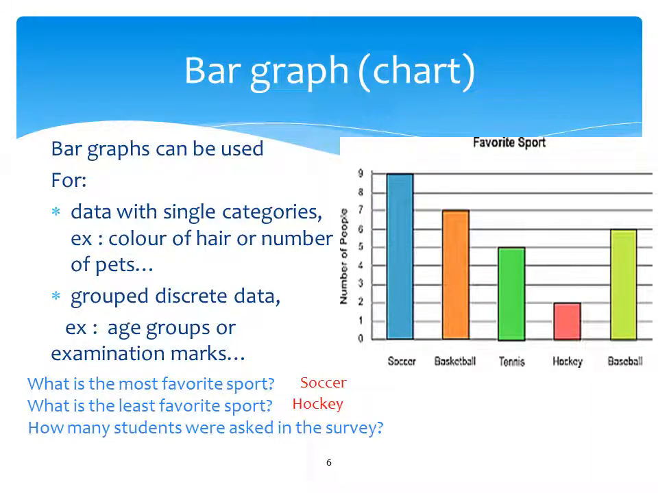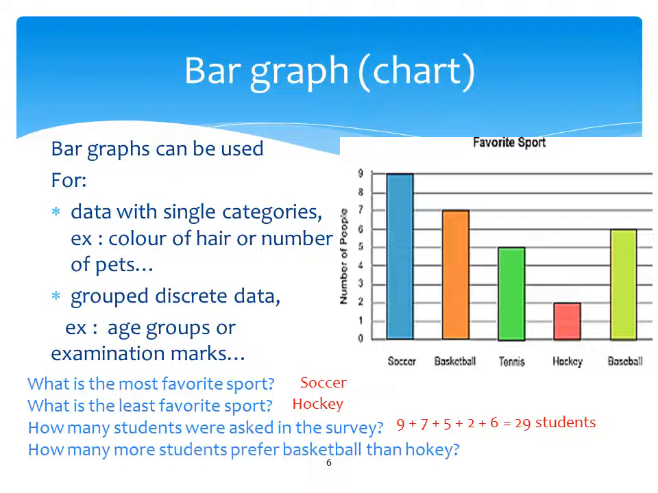To find this, we have to first check how many students were asked for each favorite sport and then add them all. So 9 for soccer, 7 for basketball, 5 for tennis, 2 for hockey, and 6 for baseball, and the sum will be 29 students.